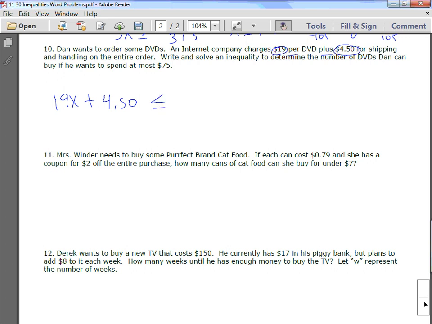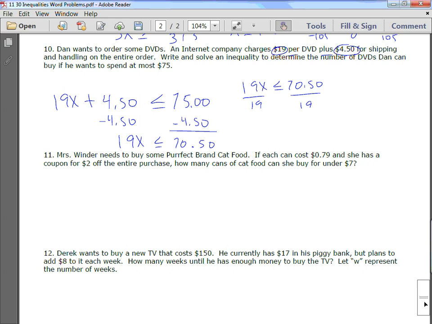I'm going to take $4.50 away. I get 50 cents here, and I had to borrow from the 5, so that leaves $70.50. So 19x is less than or equal to $70.50. I'll divide both sides by 19, and I get x is less than or equal to 3.71.